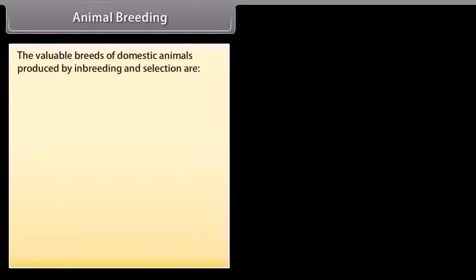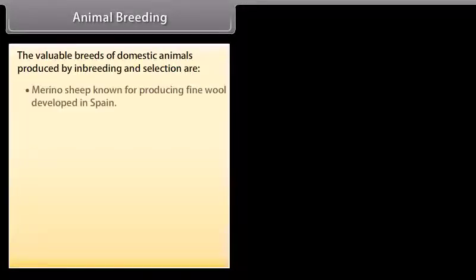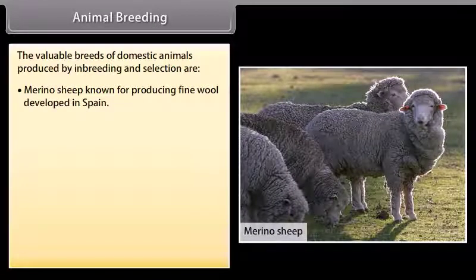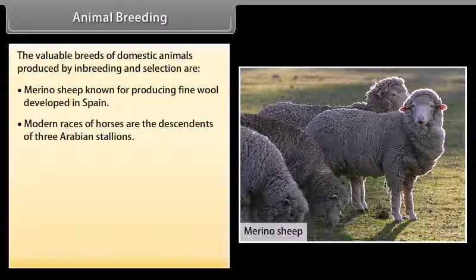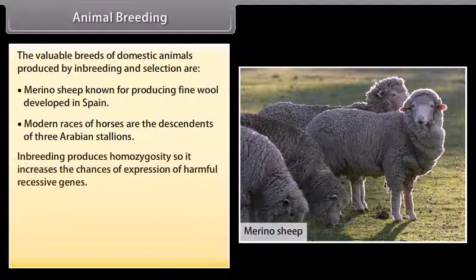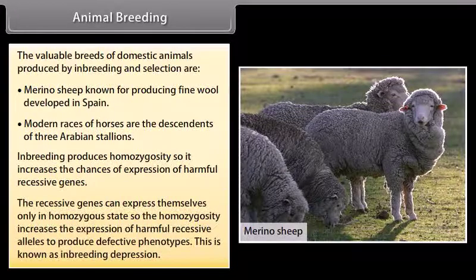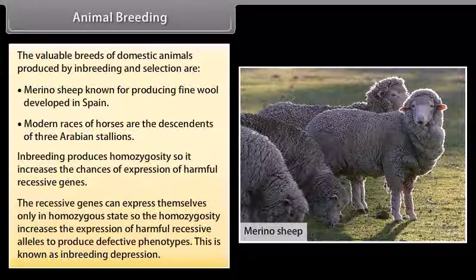The valuable breeds of domestic animals produced by inbreeding and selection are: Number 1. Merino sheep, known for producing fine wool, developed in Spain. Number 2. Modern races of horses are the descendants of 3 Arabian stallions. Inbreeding produces homozygosity, so it increases the chance of expression of harmful recessive genes. The recessive genes can express themselves only in the homozygous state, so homozygosity increases the expression of harmful recessive alleles to produce defective phenotypes. This is known as inbreeding depression.